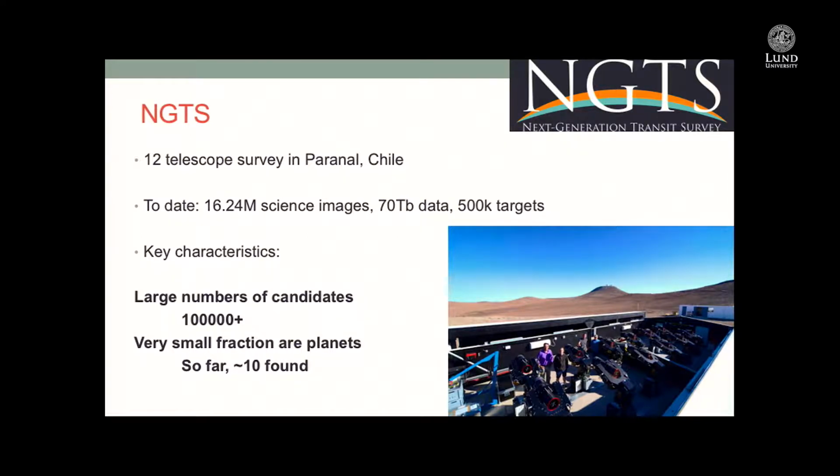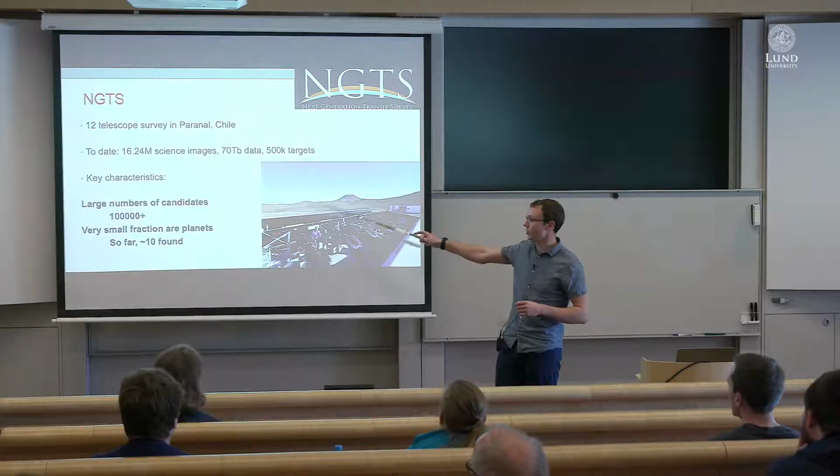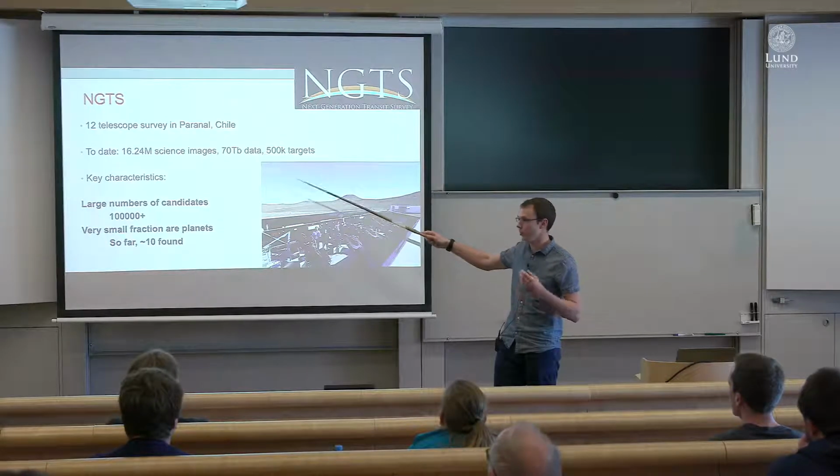The characteristics of this data set, which are somewhat analogous to some of those problems that came up in the medical community earlier, I think, actually, is that while we have a very large number of candidates that come out of this, there's 500,000 targets, but you know, over 100,000 candidates at least after you've cut these and got several candidates per star and so on.